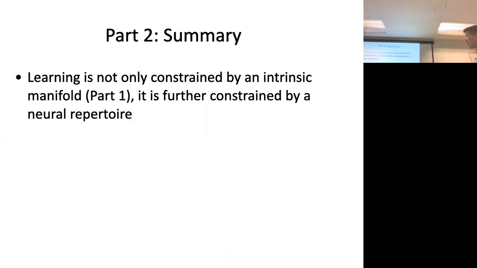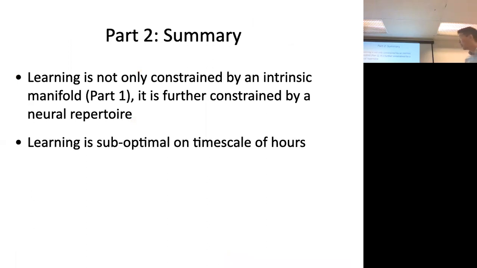Okay, so that was the first bullet here. Second bullet is that hypothesis 1 is maximizing behavioral performance. Hypothesis 3 does not maximize behavioral performance, but that is most consistent with the data. And so what this suggests is that learning is suboptimal on the time scale of hours, the duration of our experiments, in that it doesn't maximize performance.